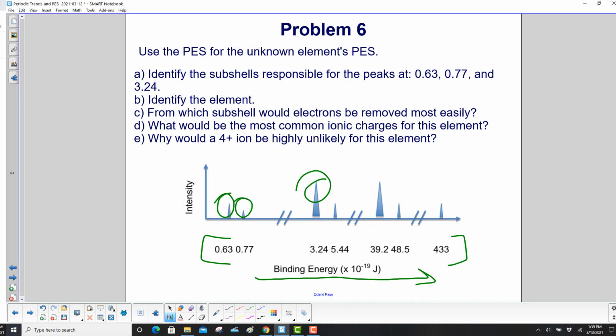What would be the most common ionic charges for this element? And finally, why would a 4+ ion be highly unlikely for this element?